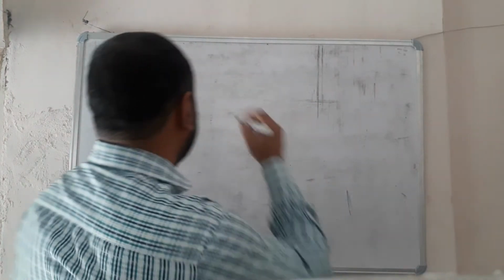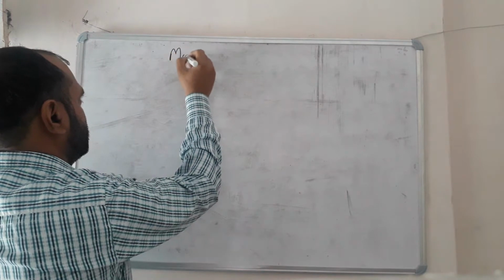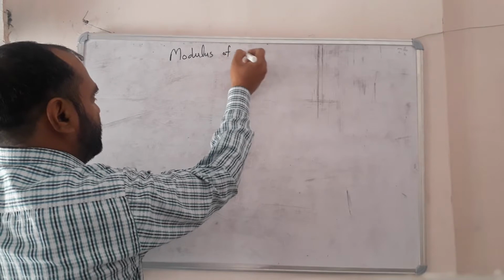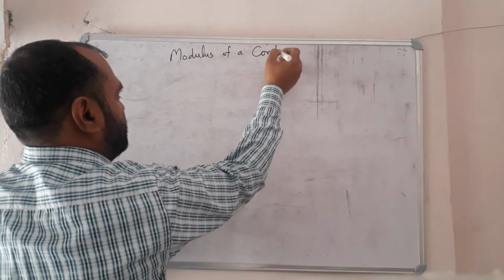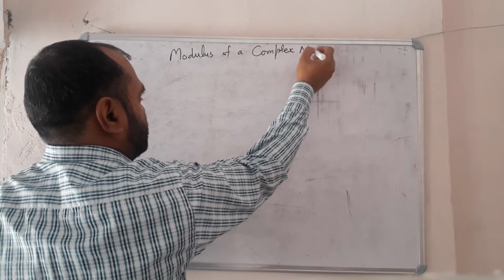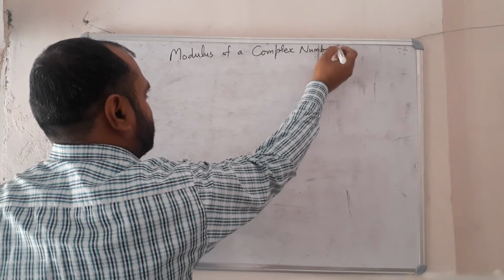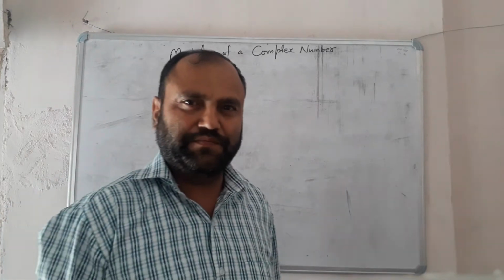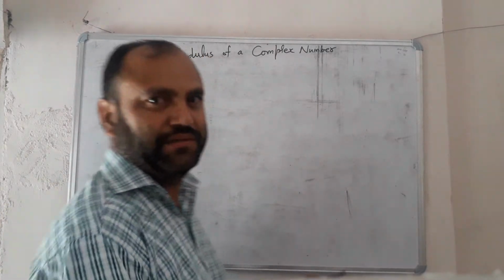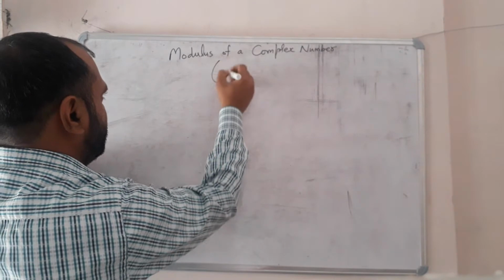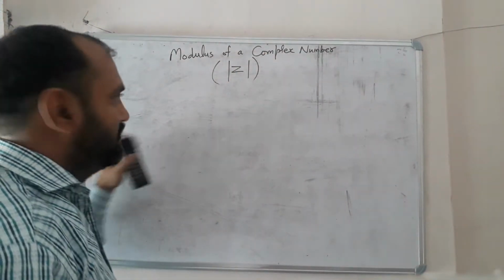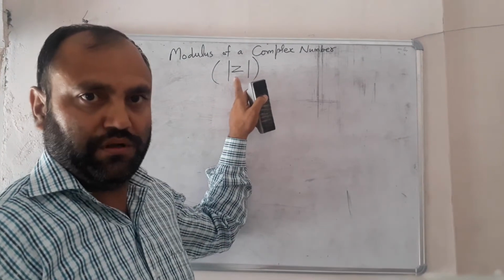So let us do the topic modulus. Modulus of a complex number. What do you mean by modulus of a complex number? Modulus of a complex number is denoted by mod Z.